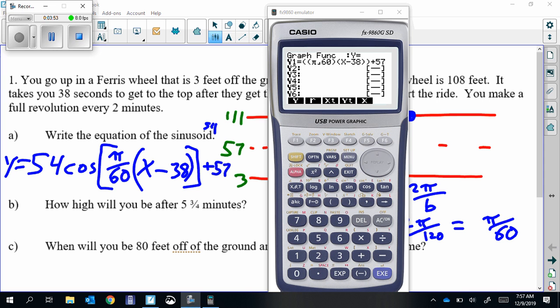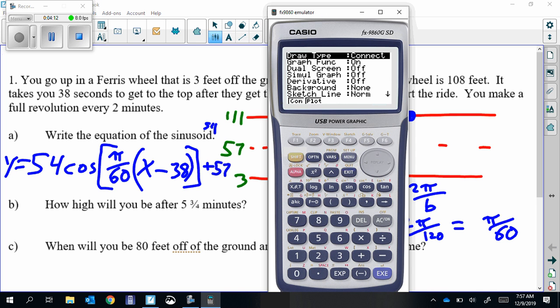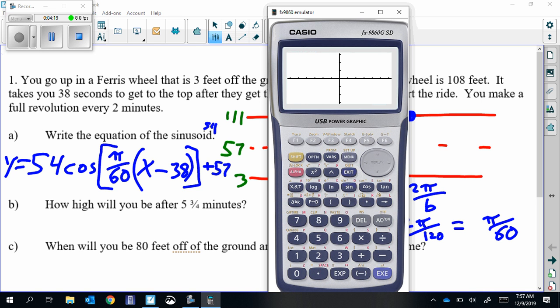All right, so we type it into our calculator. Make sure your calculator's in radians because this function's in radians. And there we go. Check radians real quick. Radians good. And we need our window to match the graph a little bit. So we made a sketch of it so we can change our window.